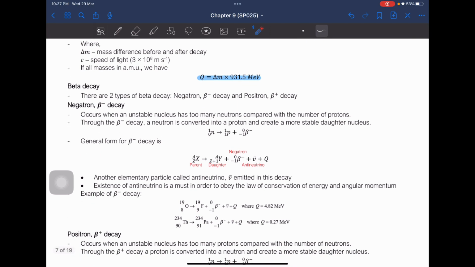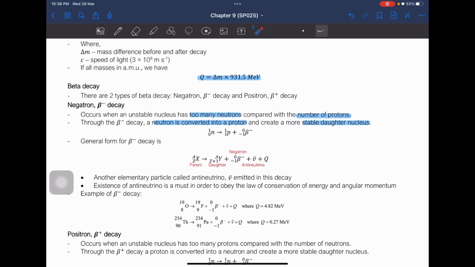For the negatron decay, it occurs when an unstable nucleus has too many neutrons. Okay, there are too many neutrons compared with the number of protons. So through the beta decay, negatron decay, a neutron is then converted into a proton, and it will then create a more stable nucleus. So like this, one of the neutrons will convert into a proton. So that allows for a much more stable nucleus. So this is the parent, this is the daughter. Basically its proton number increases by 1 because the neutron converted into a proton. And then it will release a negatron, this is the emitted negatron, and then this is the anti-neutrino.